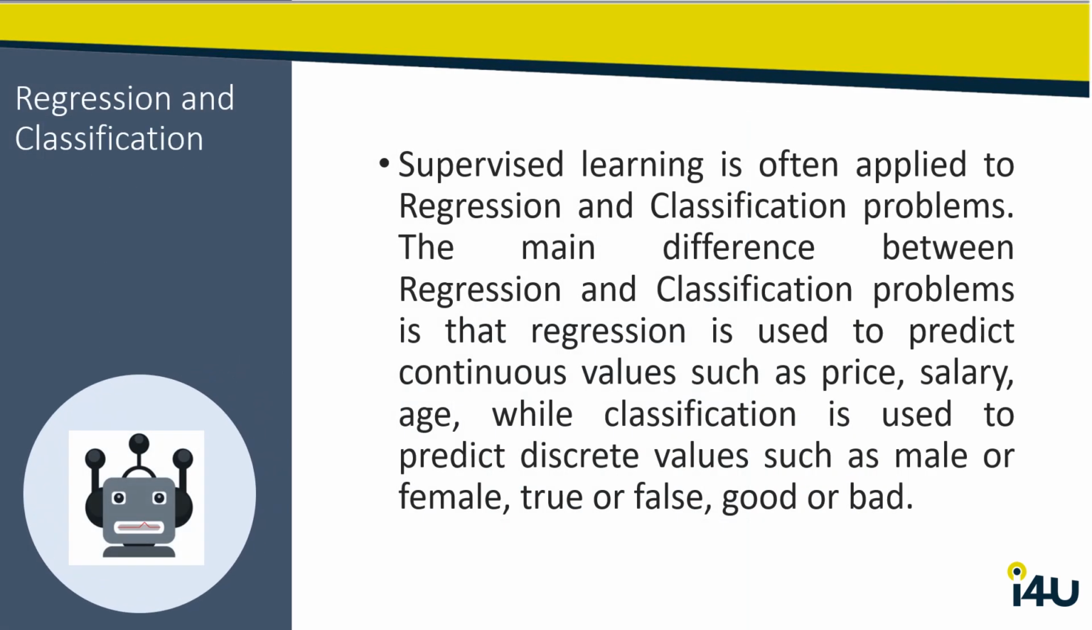What are regression and classification? Supervised learning is often applied to regression and classification problems. The main difference between regression and classification problems is that regression is used to predict continuous values such as price, salary, age, while classification is used to predict discrete values such as male or female, true or false, good or bad.